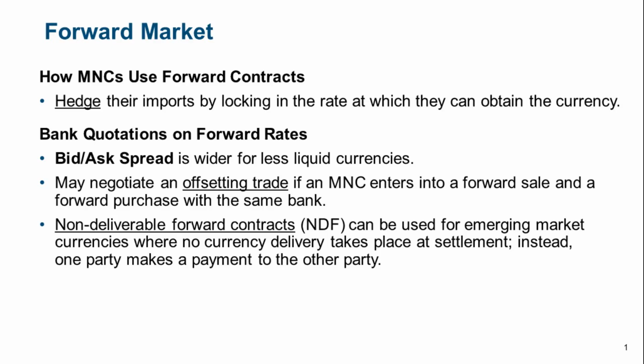Banks quote forward rates with a bid-ask spread, and this spread is typically wider for less liquid currencies. In some cases, companies may arrange an offsetting trade. For example, if they've agreed to buy a currency forward, but they later need to sell it instead.